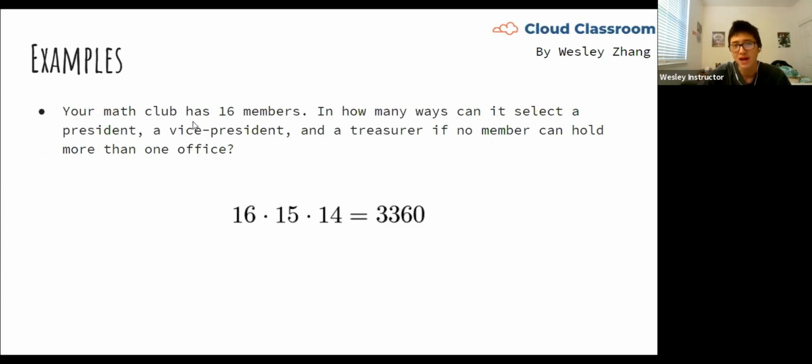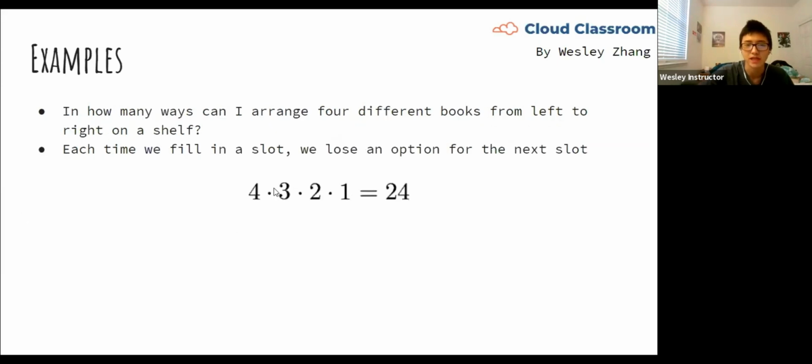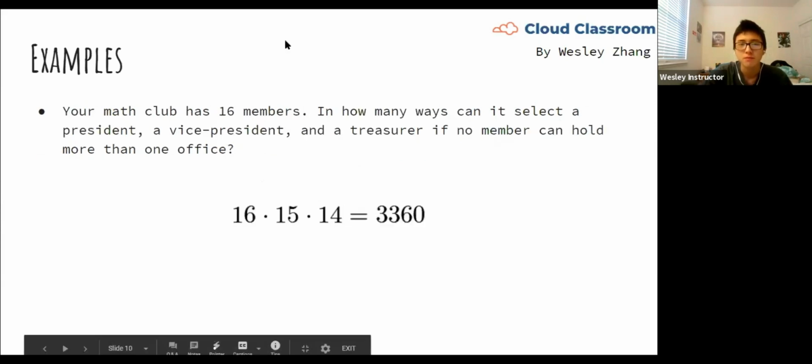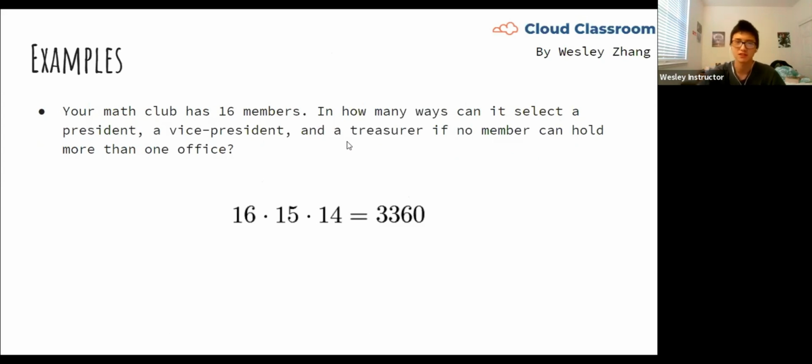All right, your math club has 16 members. In how many ways can it select a president, a vice president, and a treasurer if no member can hold more than one office? So the same concept as this. Each time we fill in a slot, we lose an option, because one person can't be both a president and a vice president. That's too much power.